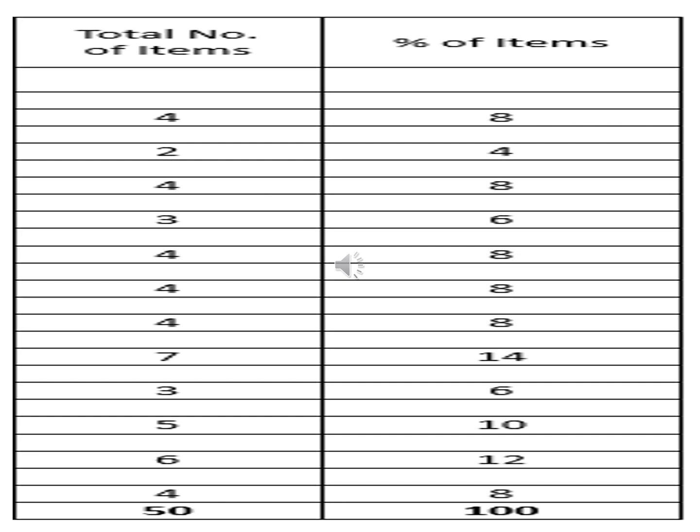So under the total number of items, the first entry there is 4, and opposite it under the percent of items is 8. What is meant by that? Meaning 4 total number of items for learning outcome 1 is 8% of 50, the total number of items.